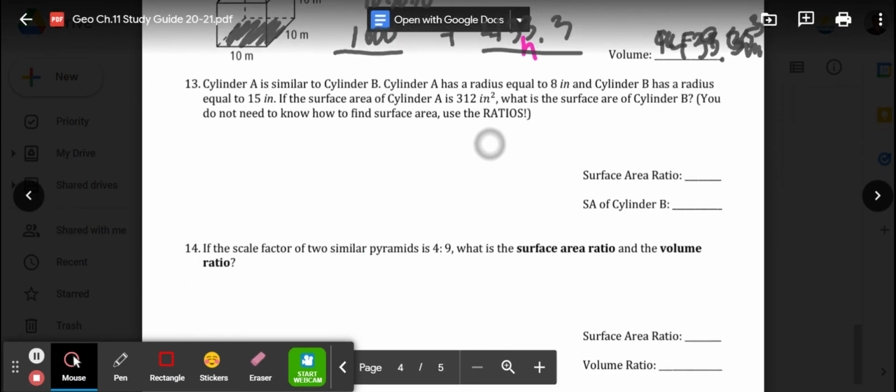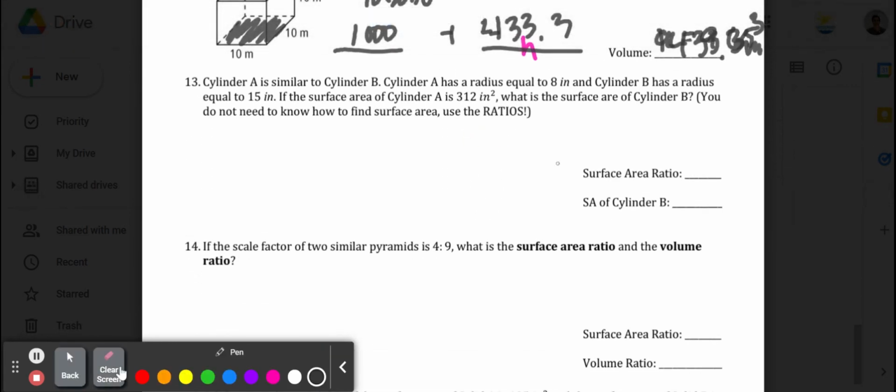All right, black's been nice, but let's go to a different color. All right, cylinder A is similar to cylinder B. It has a radius of 8 and 15. If the surface area is 325, what's the surface area of B? So we have to use all of our ratios. They gave us 8 to 15. 8 to 15 is an A to B. You always want to see, can I reduce this? And you can't. This is fully reduced. So that's my A to B.